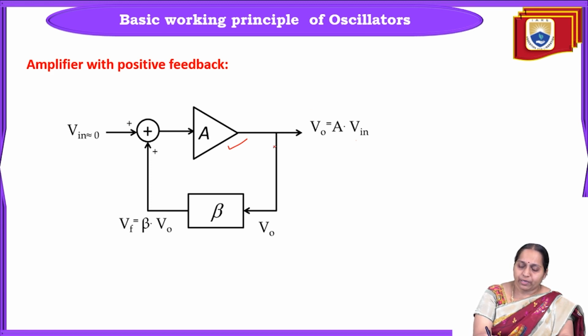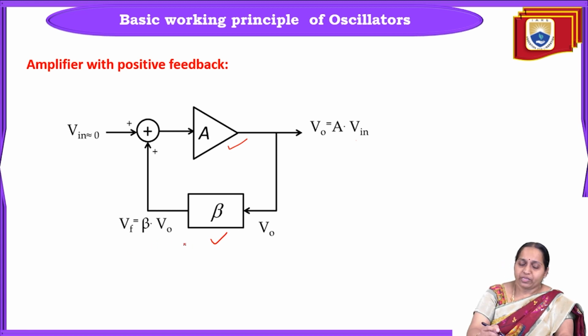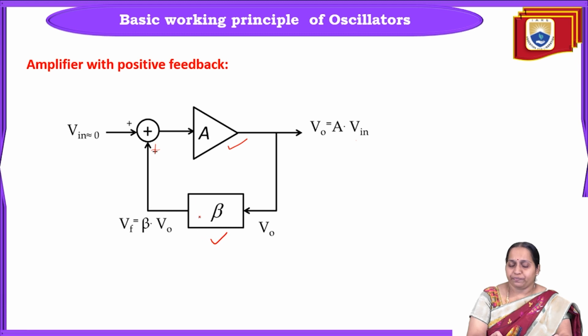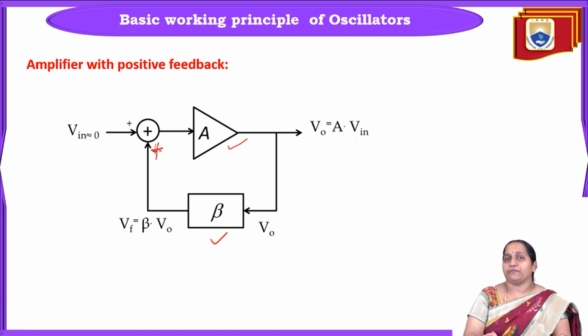Part of the output signal is given as input to the feedback network with gain beta, whose output, that is the feedback network output, is given by Vf equal to beta into V naught. If the feedback signal is added with a positive sign, then it is a positive feedback. So an amplifier with positive feedback is nothing but an oscillator.